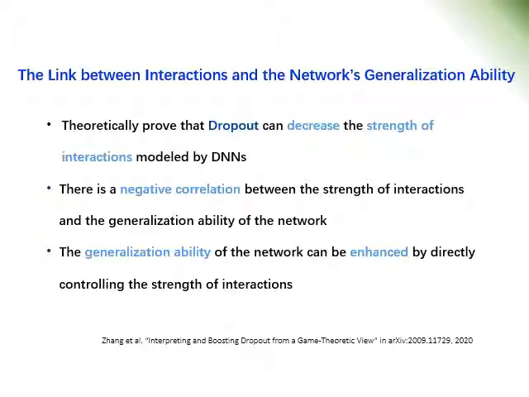First, we theoretically prove that the dropout operation can decrease the interaction strength that is modeled by the DNNs. Second, we prove that there is a negative correlation between the strength of interactions and the generalization power of the neural network. Third, based on the above findings, we develop a new method to control the strength of interaction in order to control the generalization ability of the neural network.